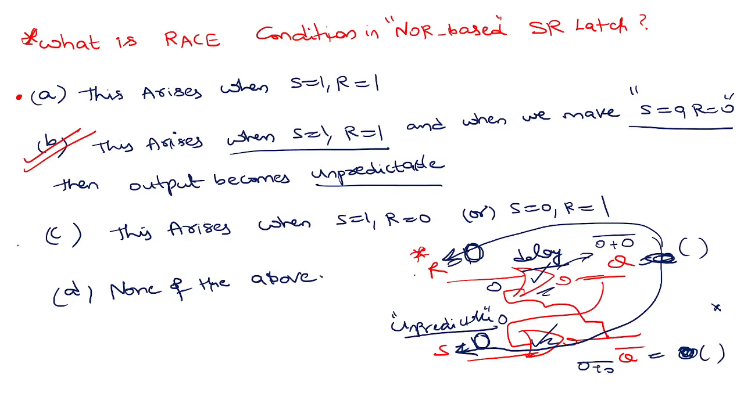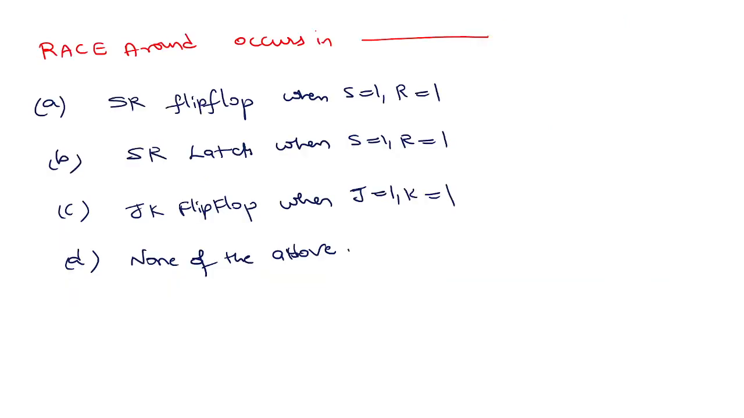So it all started because you made S equal to 1, R equal to 1. This is the triggering point. So we tell you, don't apply those inputs. S equal to 1, R equal to 1 is not the culprit, but it is a triggering point. So next thing. Now, people should know the difference between race and race around.